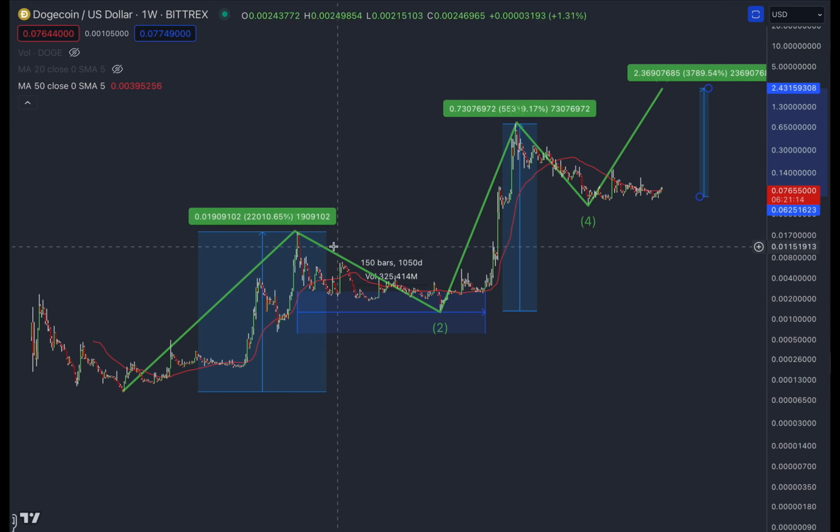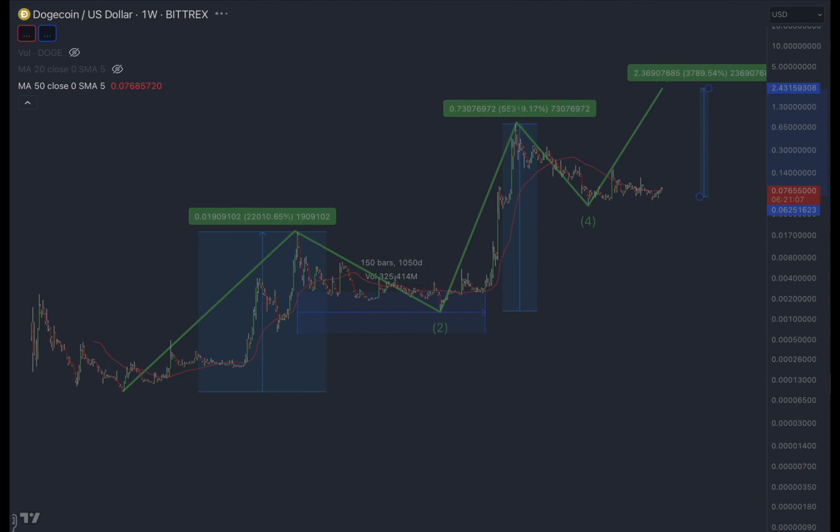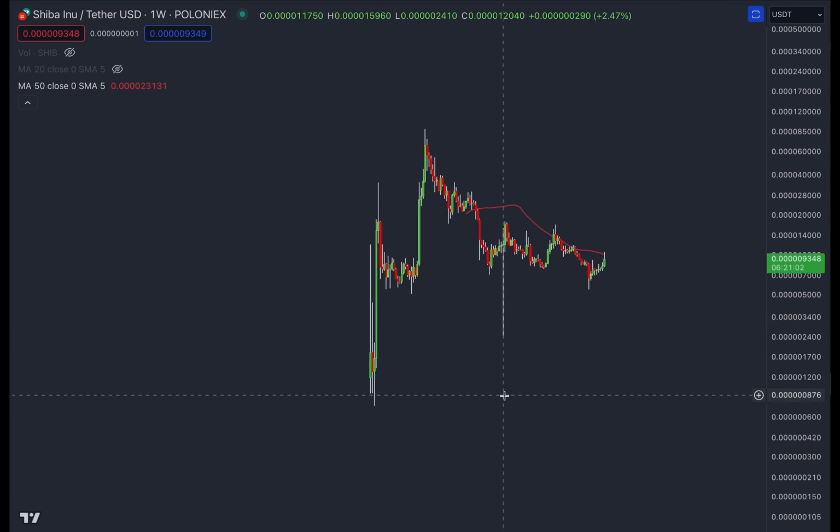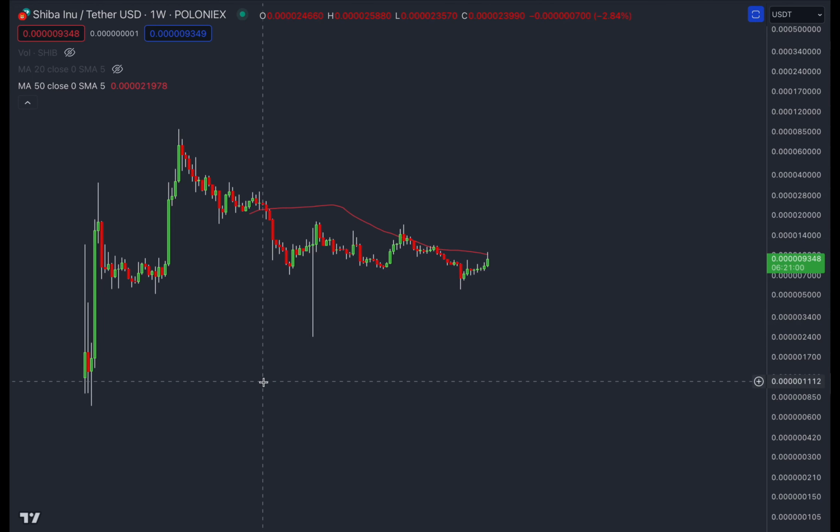So, what I'm telling you here is that SHIB is behind a cycle, and its next cycle should be the wave 3. I say should be for a reason. I'll show you what that reason is in a moment.